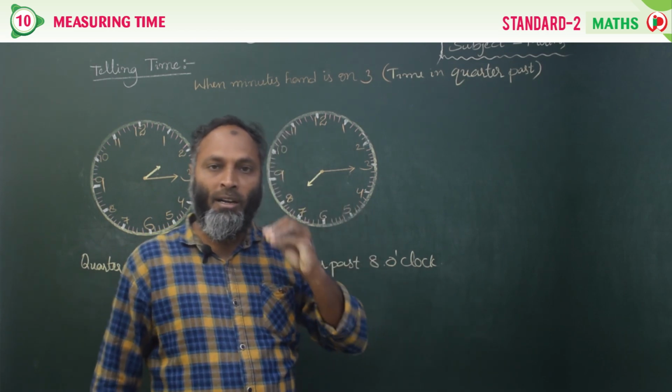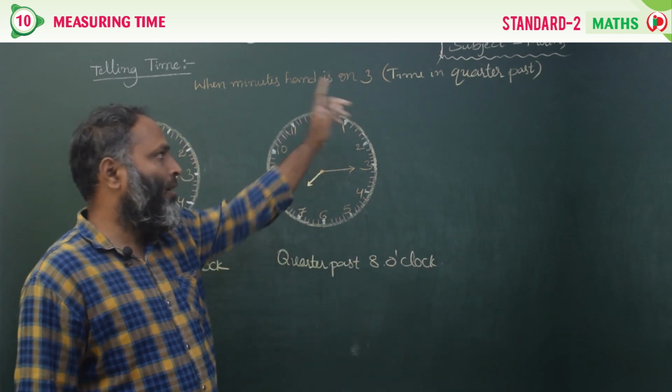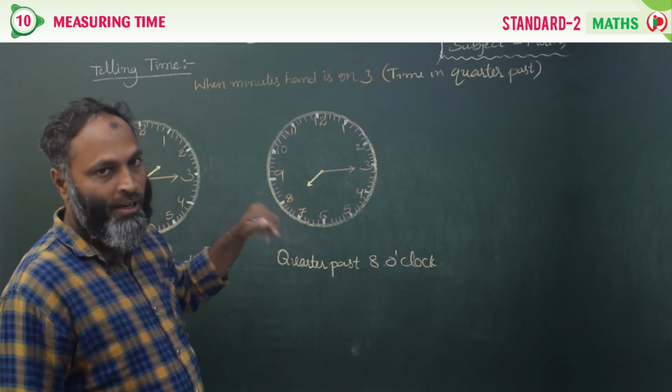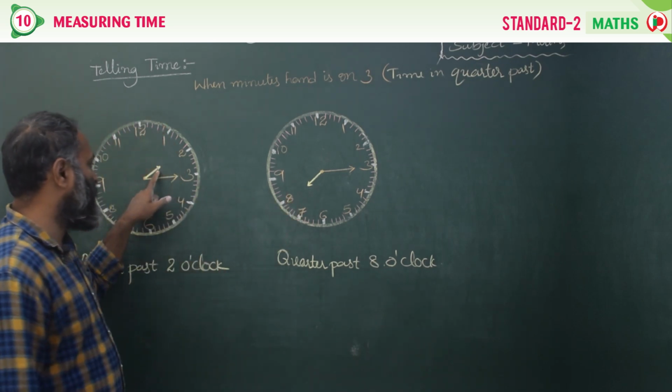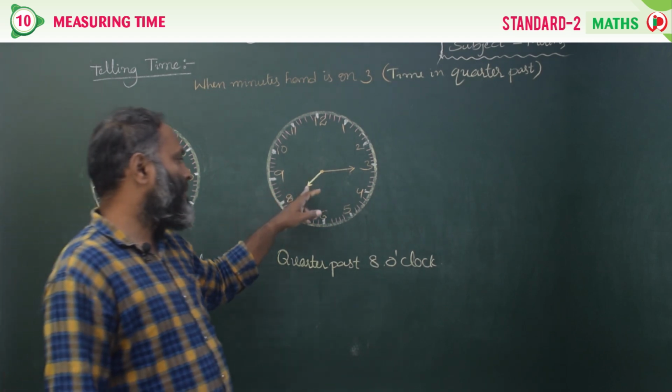If the minute hand is at 3, then the time is quarter past. Here quarter past 2, quarter past 8. Why 2 and 8? Here the smaller hand is at 2, so quarter past 2 o'clock. Here, quarter past 8 o'clock.